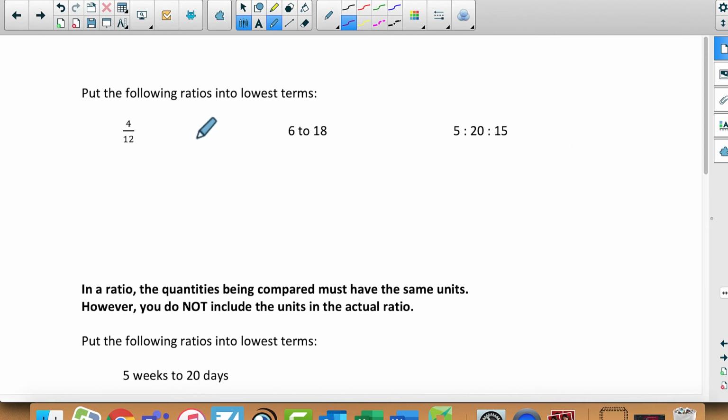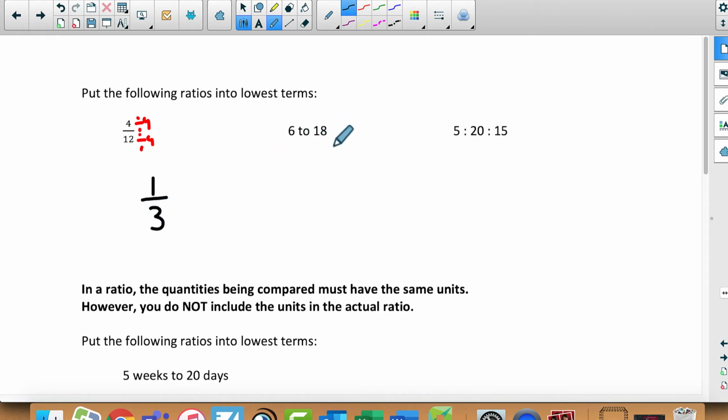So basically, it's just like what you did with fractions. If you wanted to put this in lowest terms, divide top and bottom by, well, you could do 2, but the better option would be 4. Then you'll get your answer in just one step. So 4 divided by 4 is 1, and 12 divided by 4 is 3, and you're done.